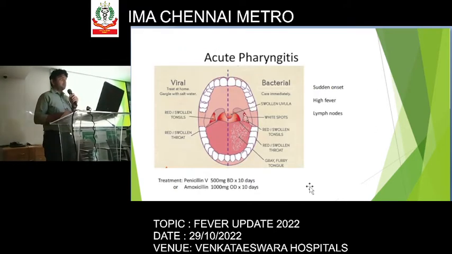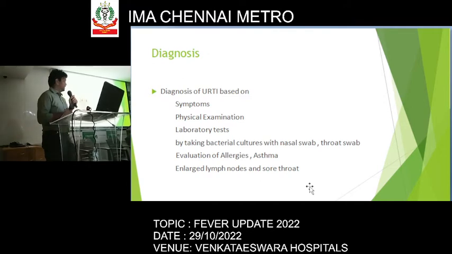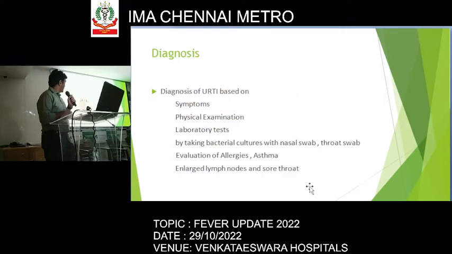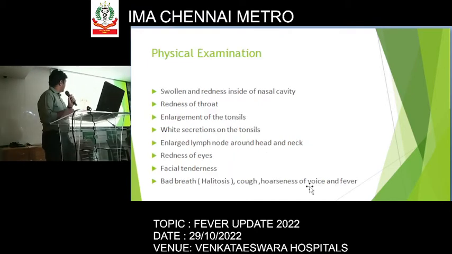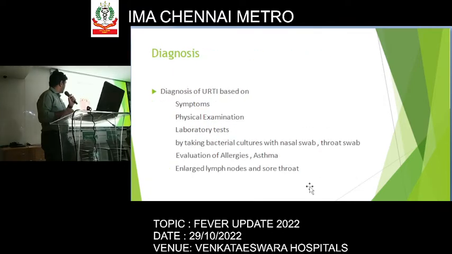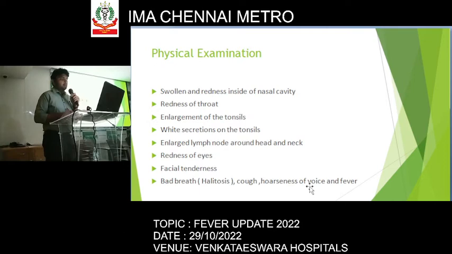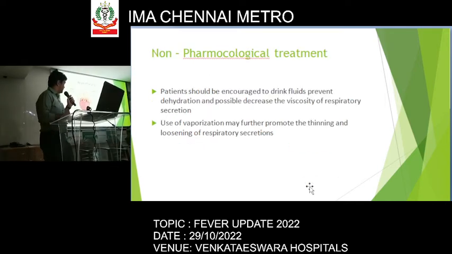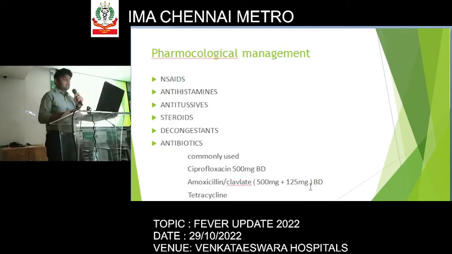In bacterial acute pharyngitis, you will have a swollen uvula, white spots over the tonsils, and red, swollen, congested pharyngeal mucosa. A grey furry tongue is more common in bacterial pharyngitis. In viral pharyngitis, the more common findings are congested, swollen tonsils and a congested pharyngeal wall. The symptoms are sudden onset high fever, always associated with enlarged cervical lymph nodes. The treatment is commonly amoxicillin 1000 mg OD for 10 days in acute sinusitis.